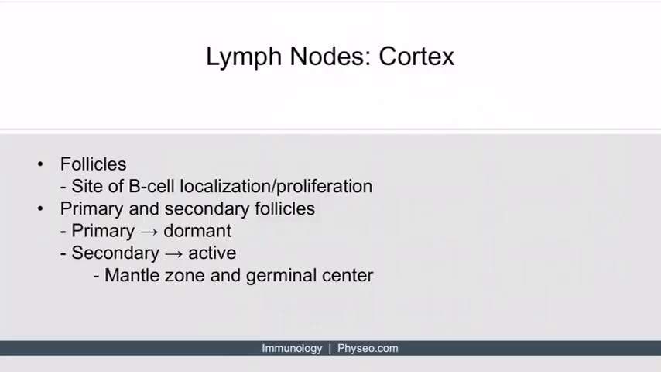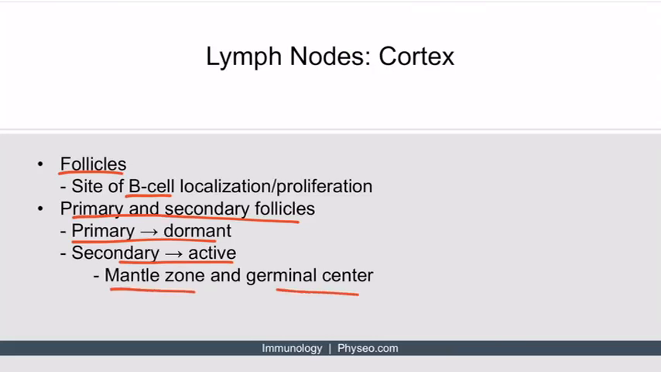First, we have the cortex, which houses the follicles. Follicles consist mainly of B cells and are the site of B cell localization and proliferation. There are both primary and secondary follicles. Primary follicles are areas of dormant B cells, whereas secondary follicles are areas of active B cells. Secondary follicles can also be further broken down into 2 areas: the mantle zone and the germinal center.